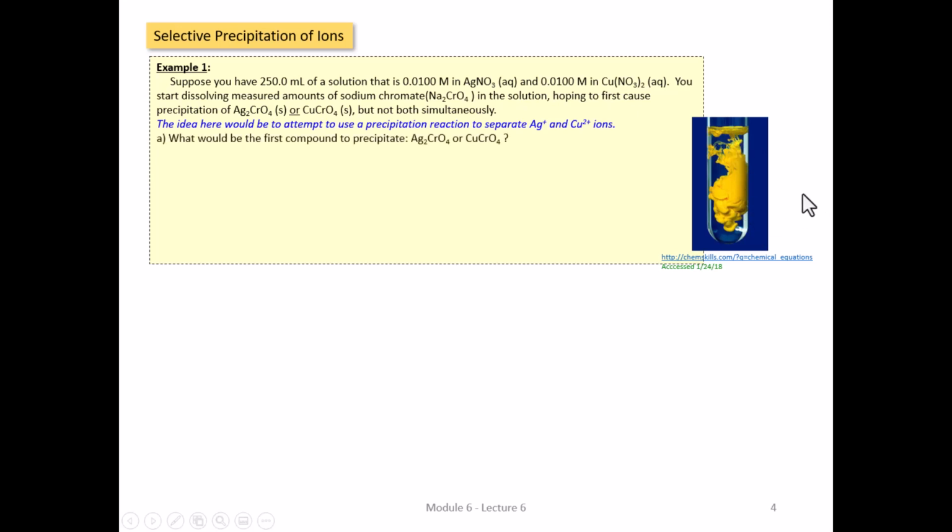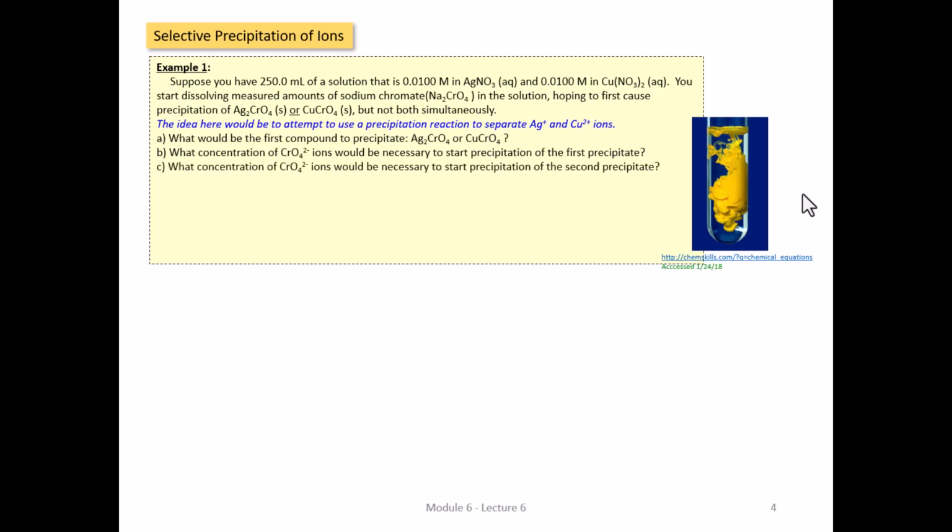So we have some questions here. Of course, what would be the first compound to precipitate? Silver chromate or copper chromate? What concentration of chromate ions would be necessary to start precipitation of the first precipitate? What concentration of chromate ions would be necessary to start precipitation of the second precipitate?